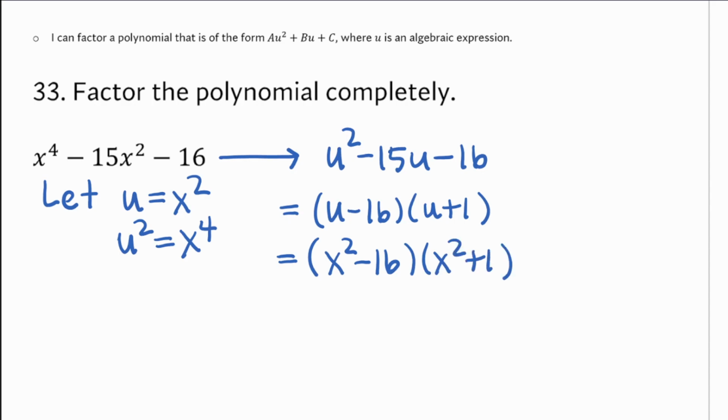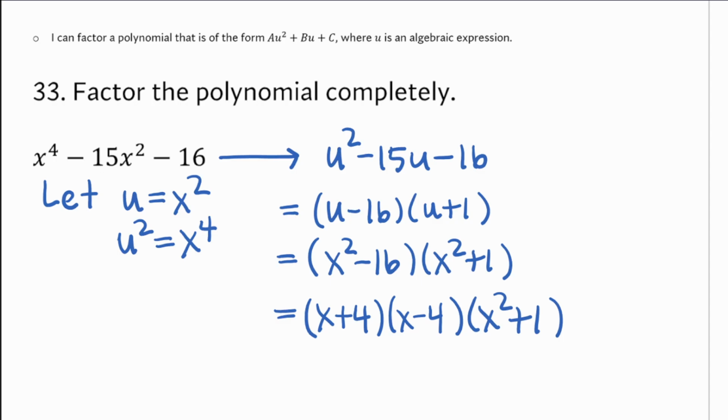Okay, and then we need to realize, okay, we can work more on this, because it's a difference of two squares, but we can't do anything else on x squared plus 1, because it's a sum of two squares, and we don't factor on those. Alright, so I'm going to say x squared minus 16 is going to be x plus 4 times x minus 4. And then that x squared plus 1, I can't do anything with it, so I'm just going to leave it like that, and that is completely factored.